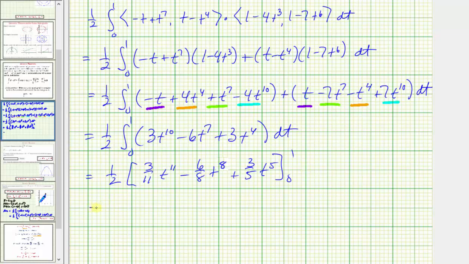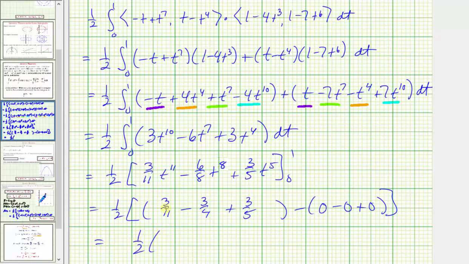And when t is 1, we'd have 3/11 minus 6/8 or minus 3/4 plus 3/5. And then when t is 0, all terms would be 0, so we'd have 0 minus 0 plus 0. So here we end up with 1/2 times 27 over 220. So the exact area is 27/440ths, which is approximately 0.0614.